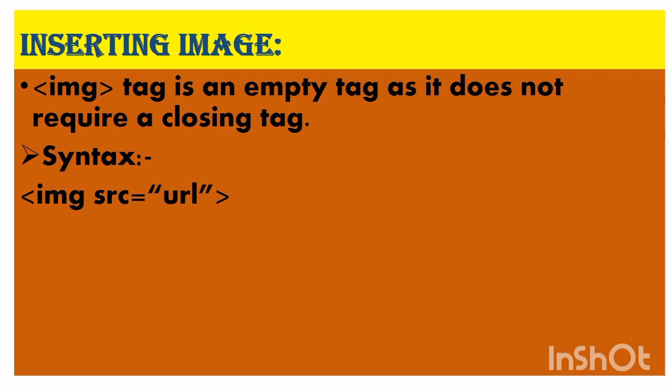Image tag is an empty tag as it does not require a closing tag. Okay. So image is an empty tag. Why is it an empty tag? Because closing of this tag is not required. Now syntax: img src equal to URL. What is this URL? Uniform Resource Locator.